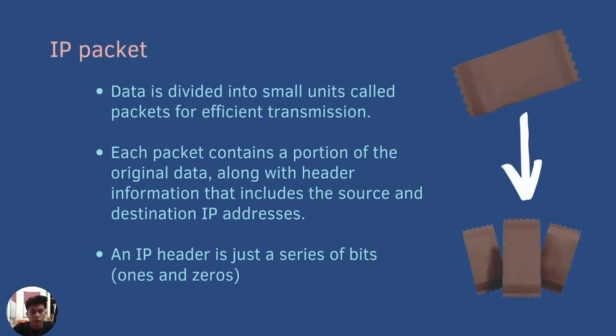And then, the IP packet. The data that you want to transfer will be divided into small units called packets for efficient transmission. Each packet contains a portion of the original data along with header information that includes the source and destination IP addresses. An IP header is just a series of bits, which is ones and zeros. Suppose a user needs to load an image. The image file does not go from a web server to the user's computer in one piece. Instead, it is broken down into packets of data. It is possible to send files and data over the internet without chopping them into small packets of information. However, this is not practical.